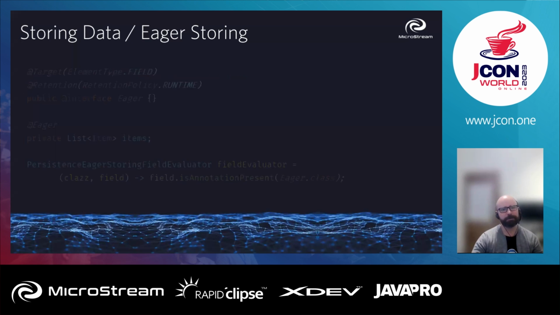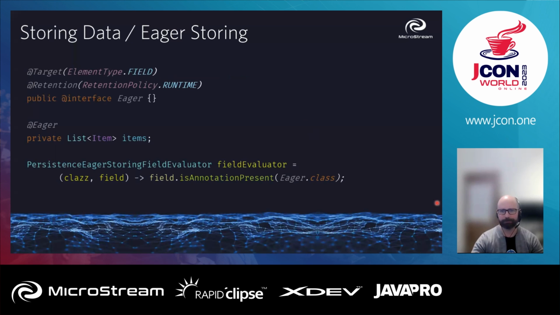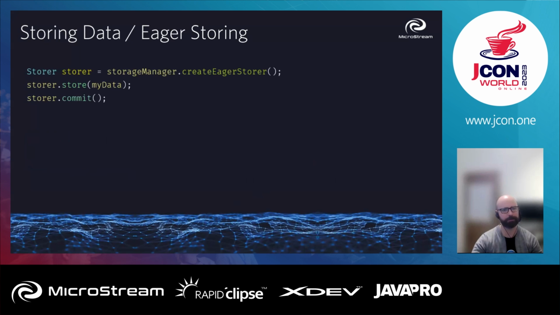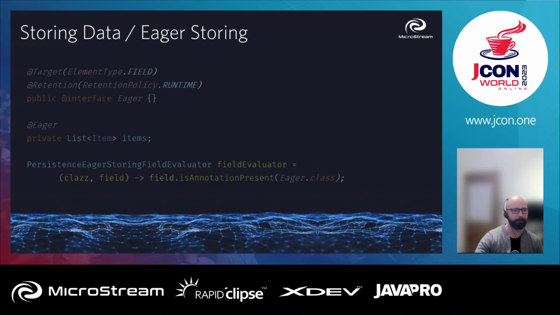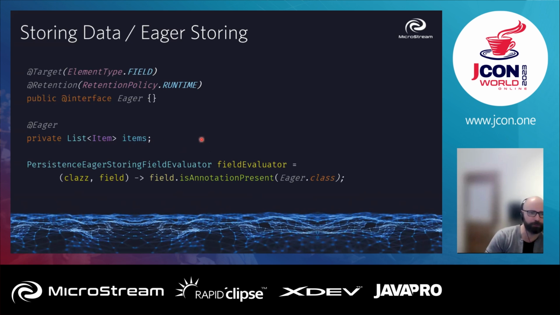So you can configure the eager storing in different ways. Either you call the eager storing by hand, like in this code sample, or you can say every time something is stored lazily, I want to force eager storing on fields in my type. Let's say we have a class where a list of items lives, and every time the owner object gets stored lazily, we want to force an eager store on the item class inside these objects. It can be done with the field evaluator.